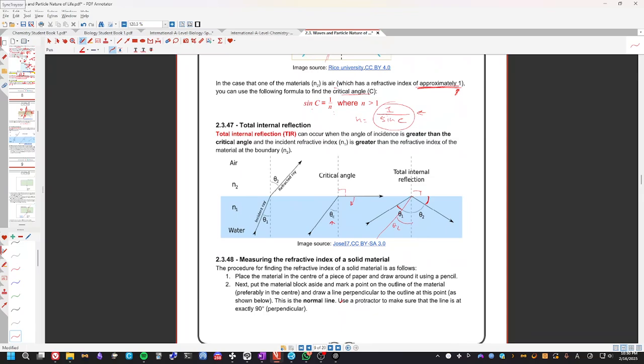This is where your incident refractive index, okay, this is in both cases where your angle of incidence is greater than the critical angle, and the n1 is greater than the refractive index of n2. This only works when n1 is greater than n2, which means the n1 is going to be denser than n2.